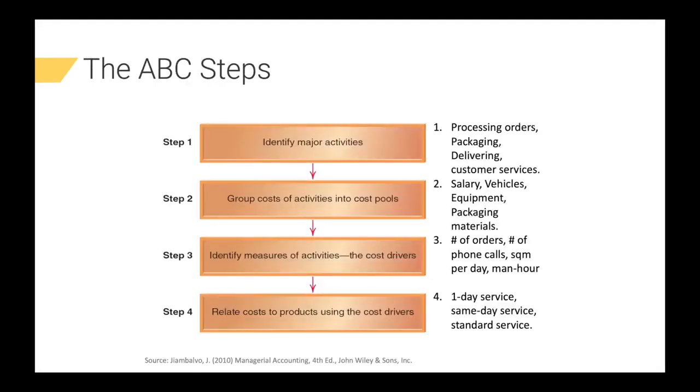Step 1. Identify major activities. That would be processing orders, packaging, delivering, or customer service. Step 2. Group cost of activities into pools. For example, salary, vehicles, equipment, packaging materials.